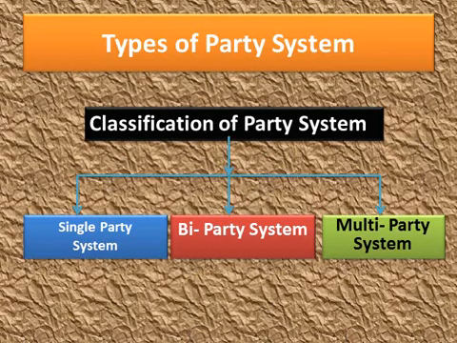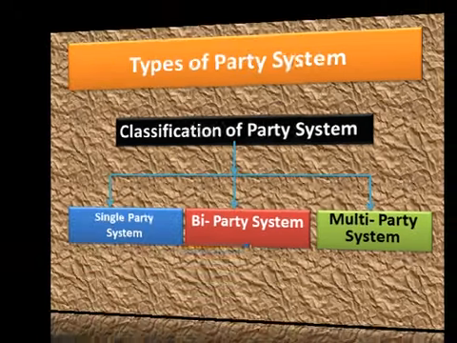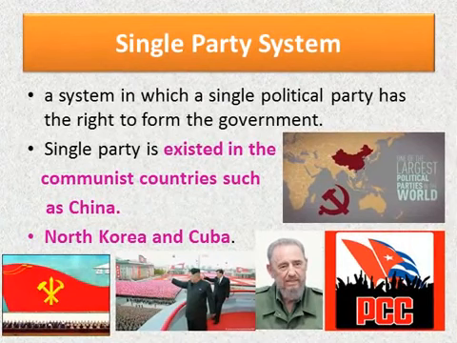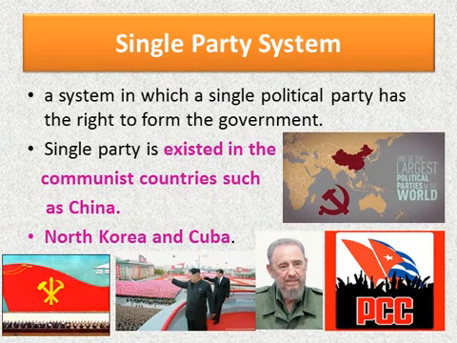So we can say the classification of party as single party system, bi-party system and multi-party system. Single, bi and multi. We will learn about all these things now. Now we will see the single party system. It is a system in which a single political party has a right to form the government. The single party system is existing in the communist countries like China, North Korea and Cuba.